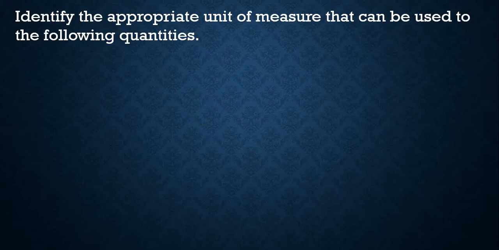So let's have an exercise. Identify the appropriate unit of measure that can be used for the following quantities. For example, we're going to measure a pathway. Mostly, what do we use for that? So, what quantity does it fall under? Length. And what units do we use for that? For the measurement, mostly meter, or foot.